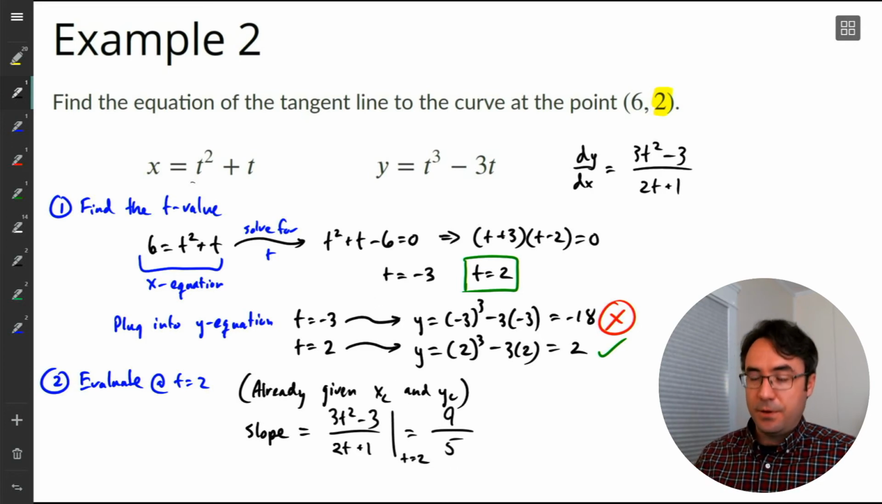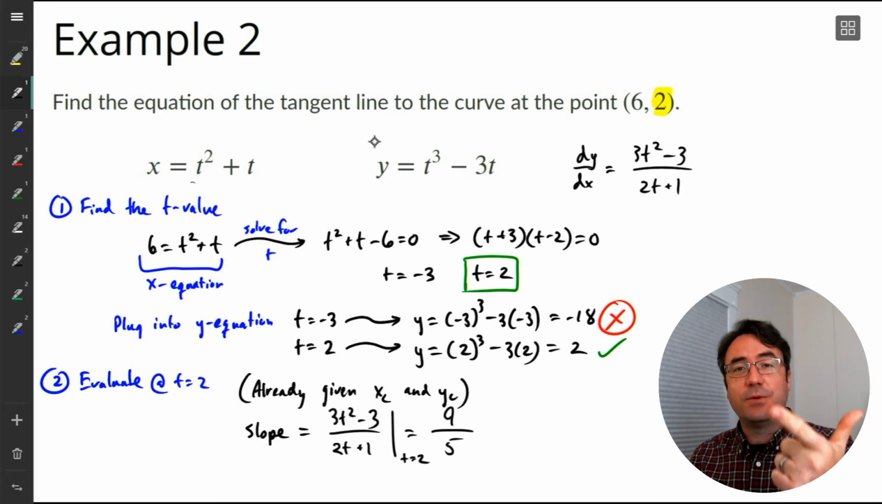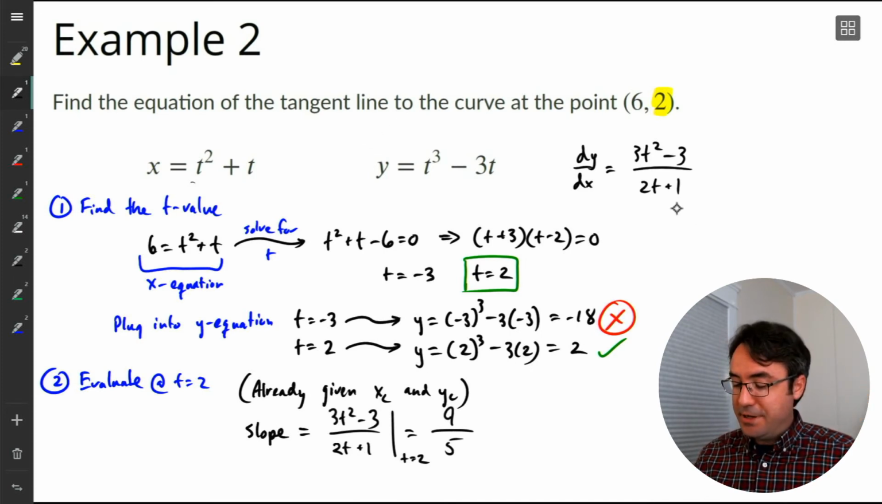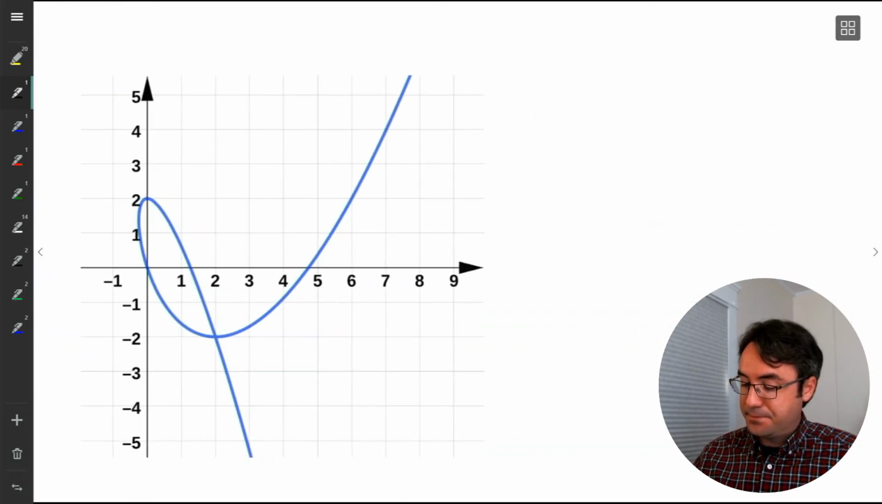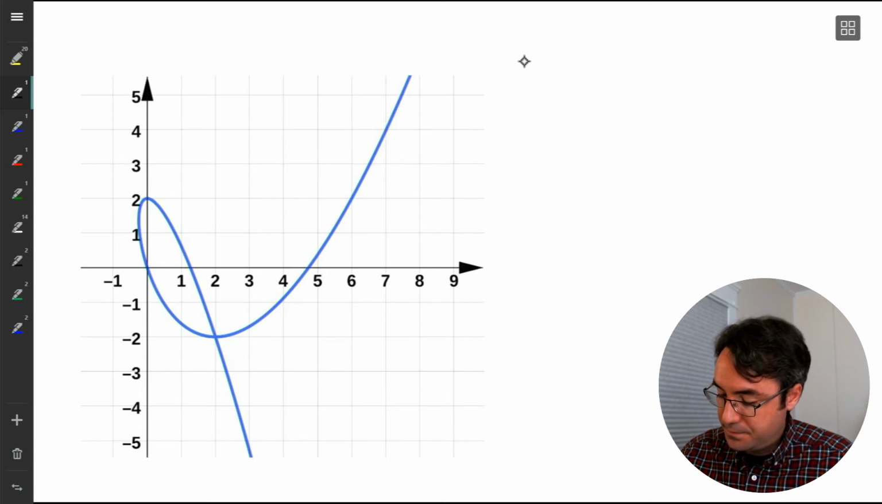All right, so for the equation of the tangent line, there are 3 ingredients we need. We need the x-coordinate, we need the y-coordinate, and we need the slope. So let's put it all together. So what is our equation of a line?